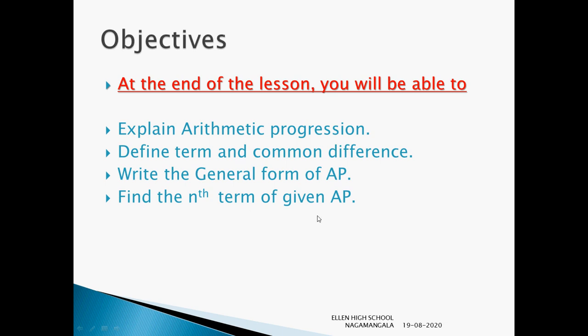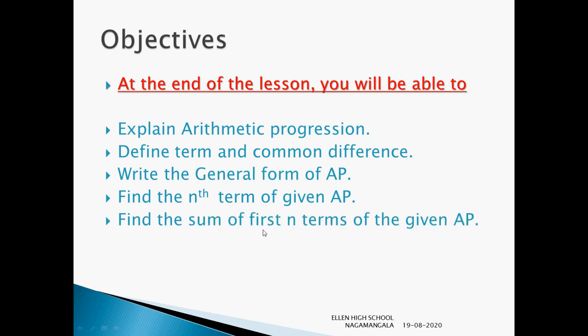Find the nth term of a given AP. That means if they give one AP, you will be able to find the nth term of that AP. Find the sum of the first n terms of the given AP. That means you will be able to find the sum of n terms also. Then solve exercises related to AP. You will be able to solve all types of exercise problems given in the AP chapter.